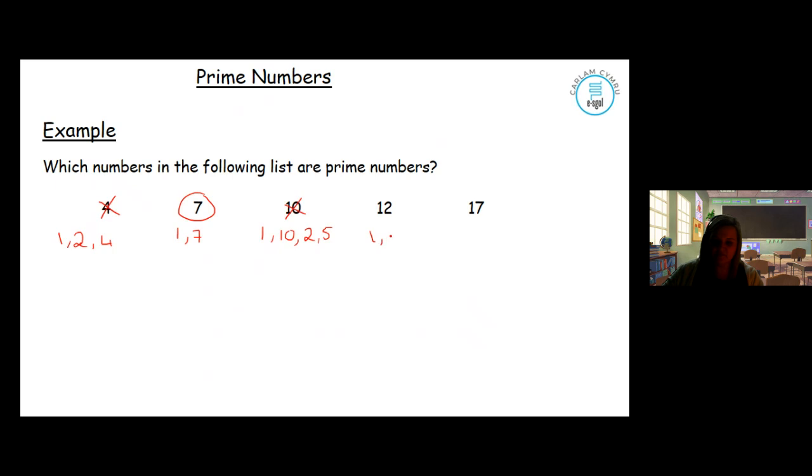Same thing with the next one, numbers that go into 12. Here are all the numbers that go into 12. That one is not prime, it has too many factors. And the last one I have is 17. Well, I know 1 goes into 17, and I know 17 goes into 17. Are there any other numbers that divide exactly into 17? No, there's not. Because it only has those 2 factors, that one is prime.